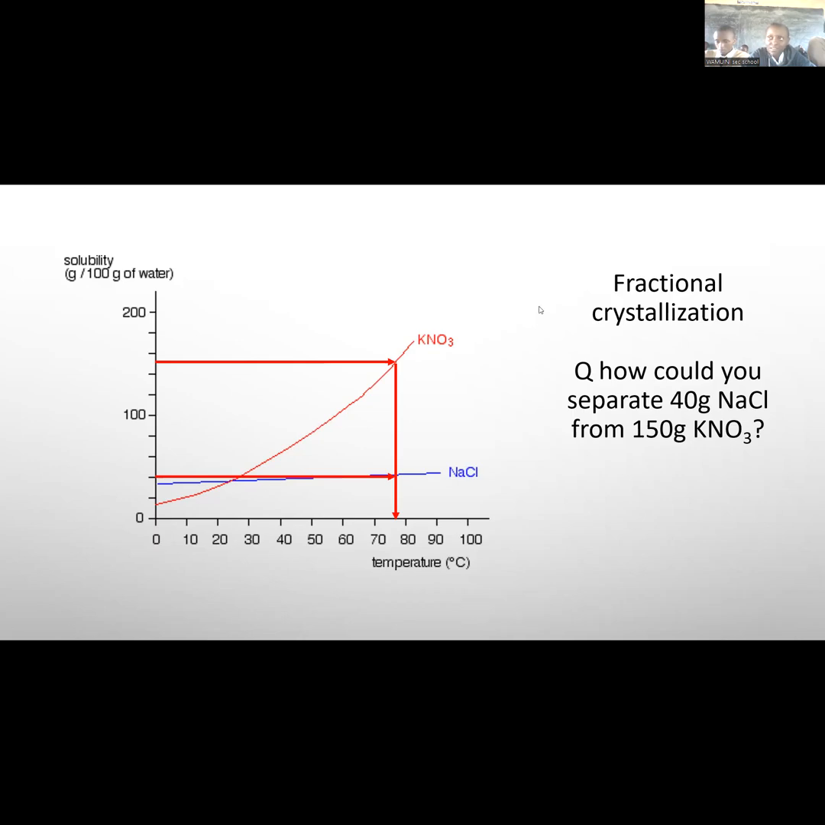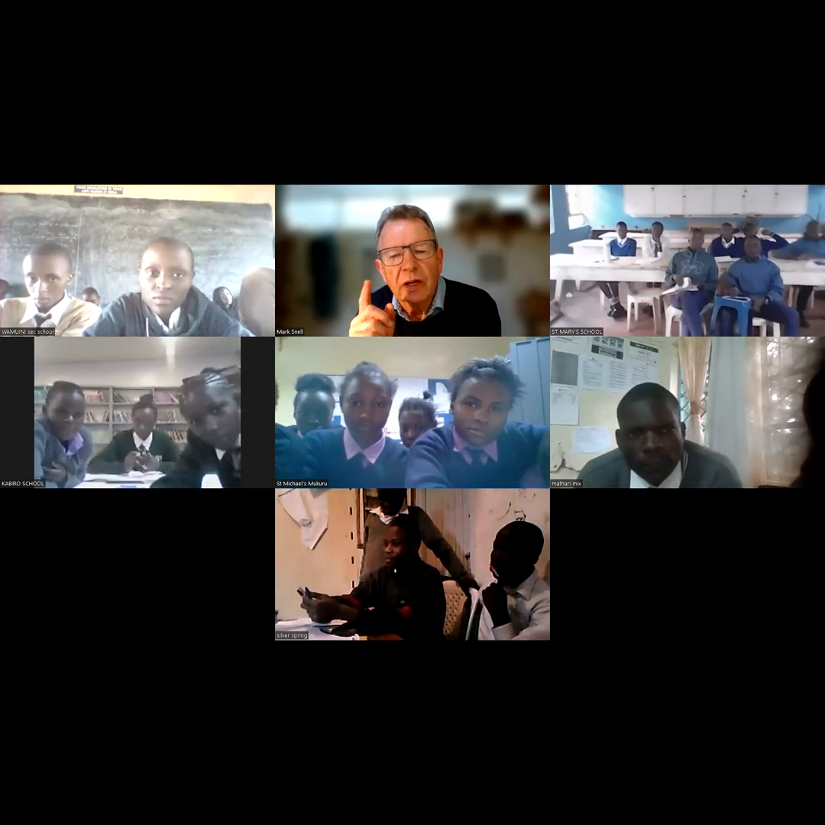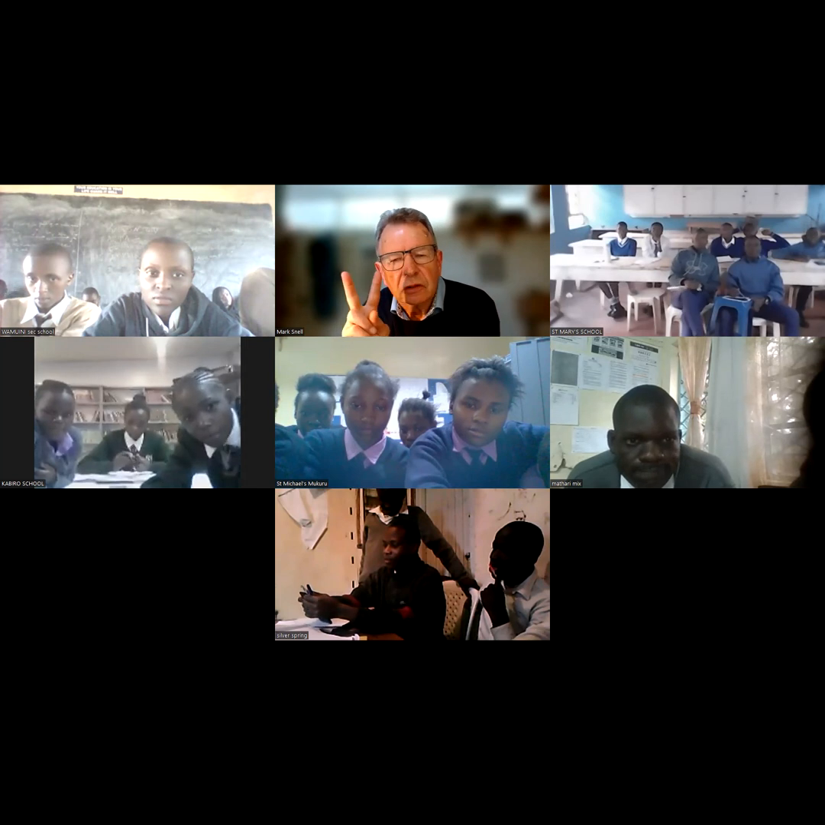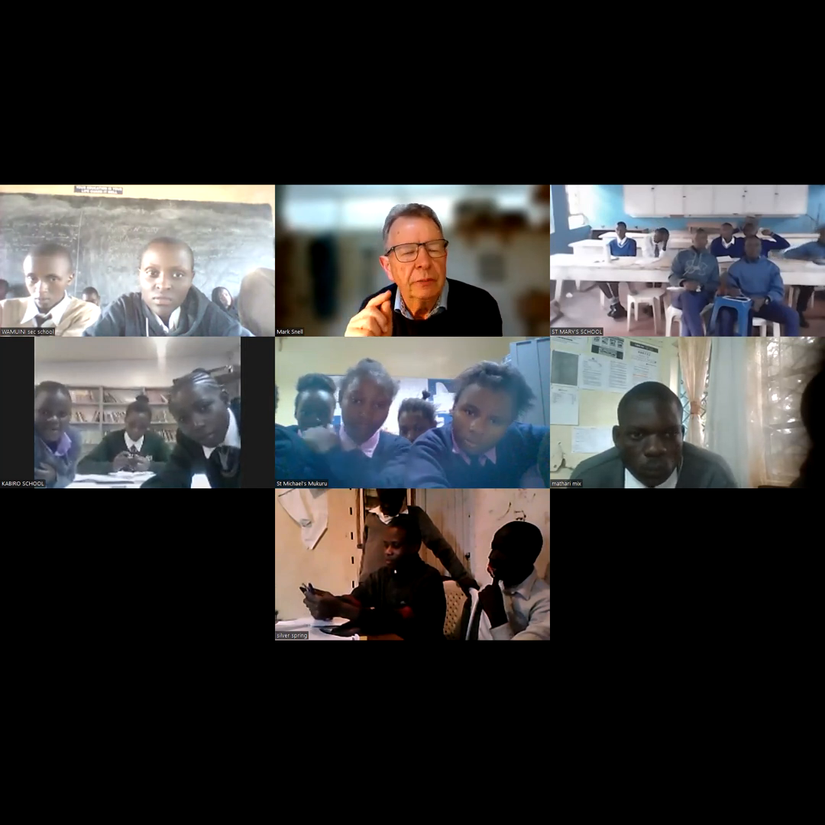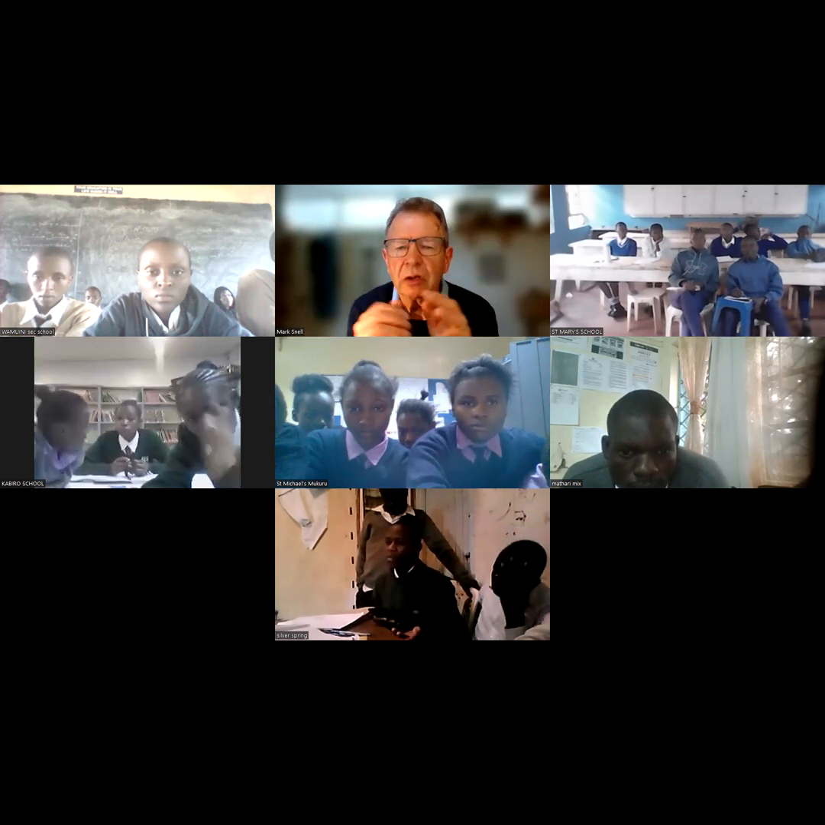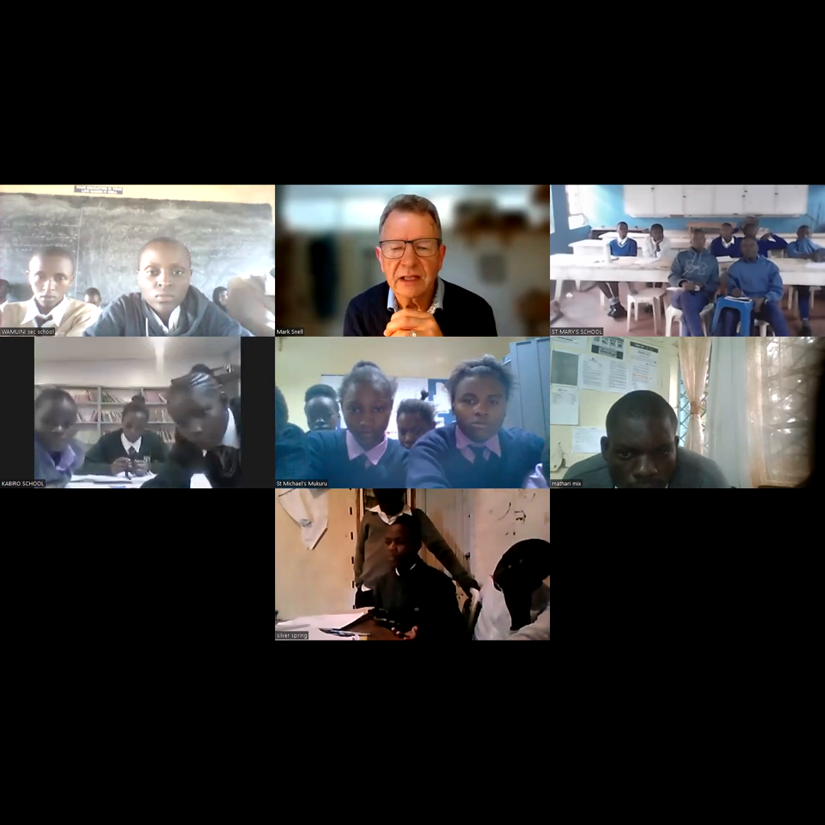Okay. So fractional crystallization works like this. If I have two salts and one is much more soluble than the other one, I look on their solubility curves and I find a temperature at which they both dissolve however much I want. And then I allow them to cool down so that only one of them comes out of solution. Okay, so I let them cool down. So the potassium nitrate is much more soluble at, let's say, 100 degrees Celsius.